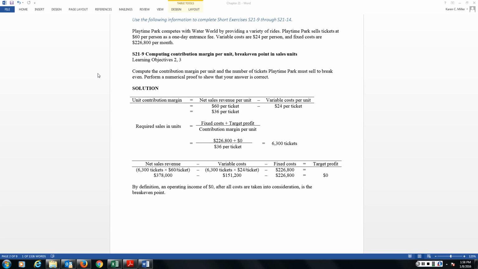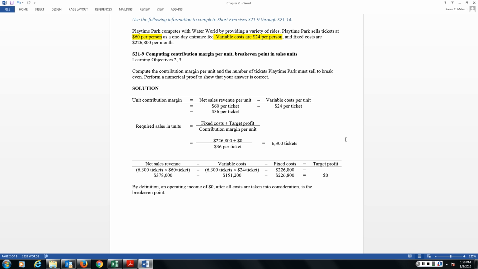Playtime, as your text says, is competing with Water World with some different rides. They sell their tickets for $60 a person. So if we need to determine sales, it's $60 per the number of people who enter our park. Our variable costs are $24 per person. Remember, per unit variable costs stay the same, $24 a person, regardless of whether we have 100 people or 150 people in the park. The more people that we have in the park, the more our total variable cost will be.